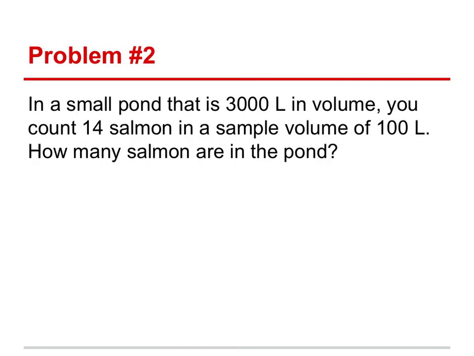And here's a second problem. In a small pond that is 3,000 liters in volume, you count 14 salmon in a sample volume of 100 liters. How many salmon are in the pond? I'm not going to work this one out for you. I'm going to ask that you do this one for homework. Both the last problem and this problem will be found on the Google form that you are to complete, along with a few definitions and other questions about this lecture.